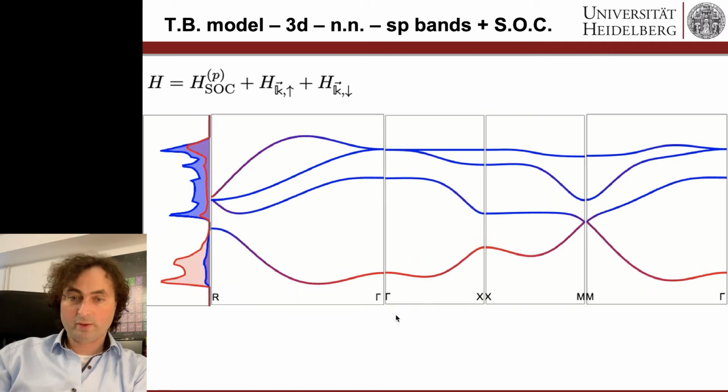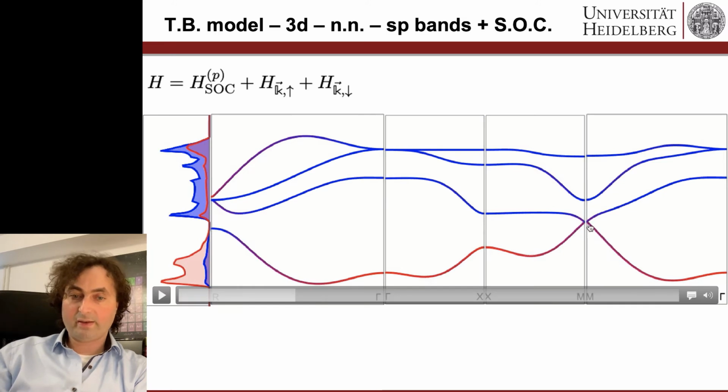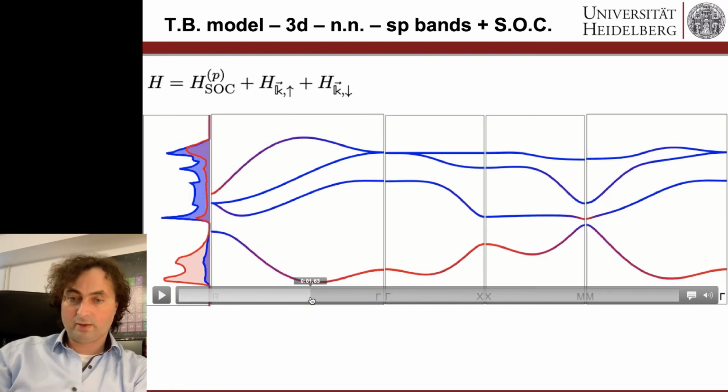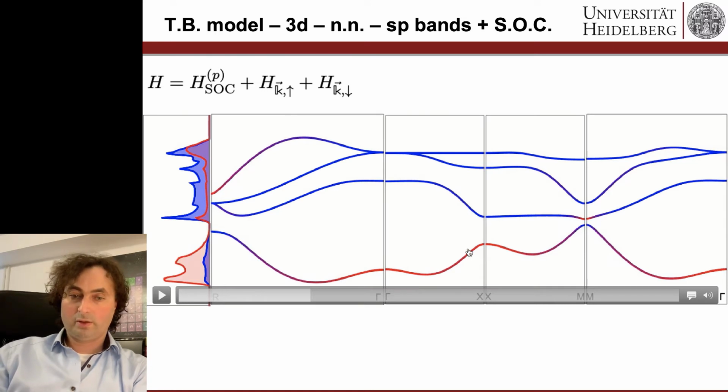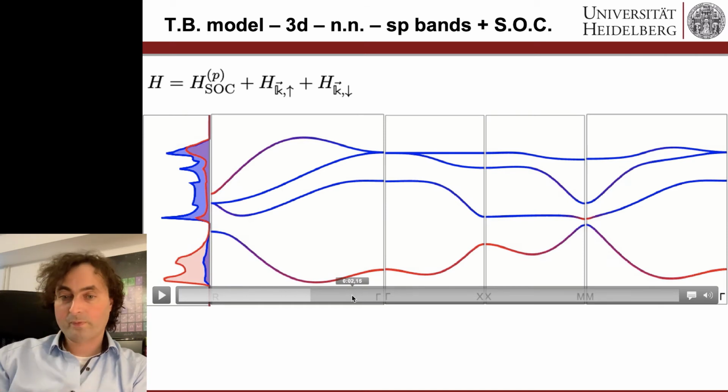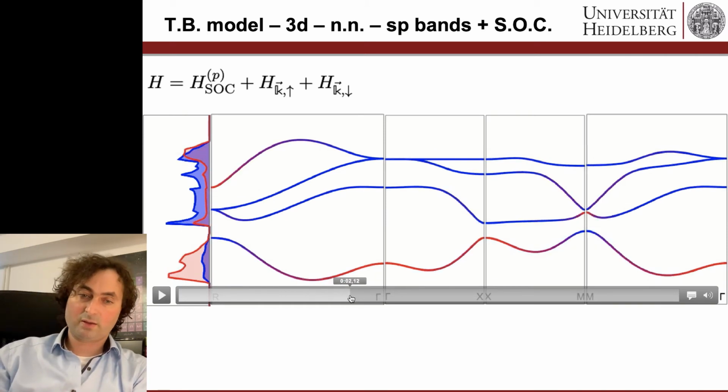Then if we increase it even further, then at M your bands become degenerate. And then we put the on-site energy of the s orbital even higher, and we now have an inversion both at R and at M, such that the parity of the lowest band becomes even again. We have 2 even and 2 odd states at the TRIM points, such that in total everything is even.